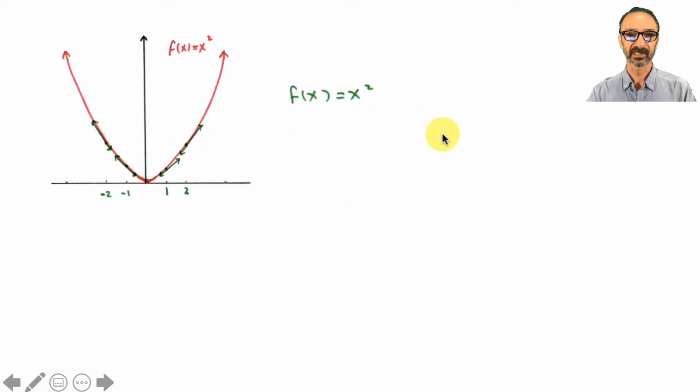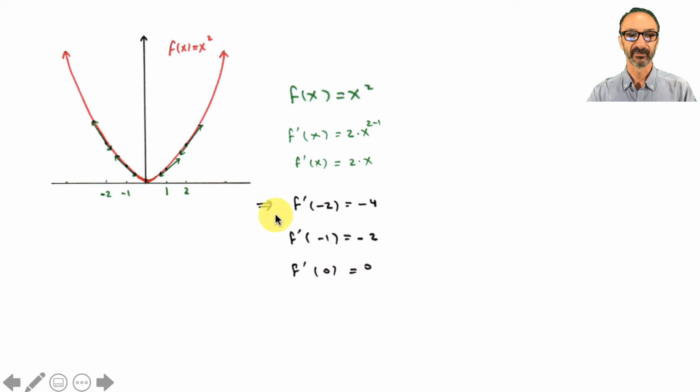f of x equals x to the second. f prime equals 2 times x to the power 2 minus 1. f prime equals 2 times x to the power 1. Plug in negative 2. Negative 2 times 2 is negative 4. Slope here is negative 4. Plug in negative 1. Slope here is negative 2. Plug in 0. 2 times 0 is 0. That's slope of 0. Plug in 1. You get a slope of 2. Plug in 2, you get a slope of 4. I think it makes sense.